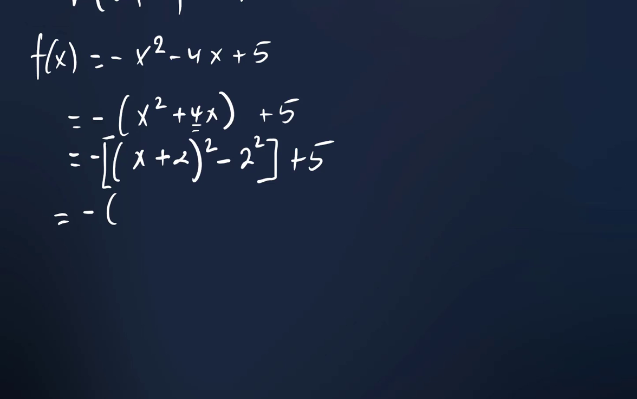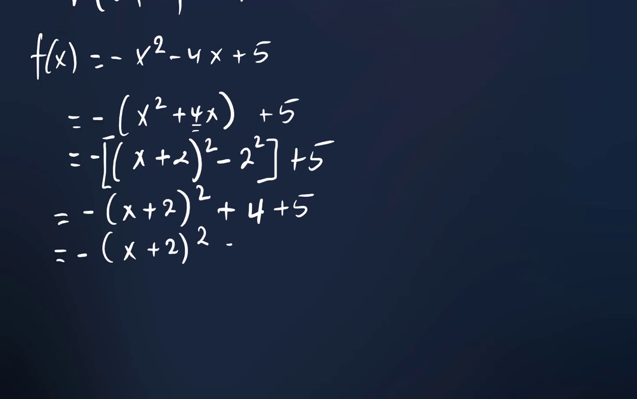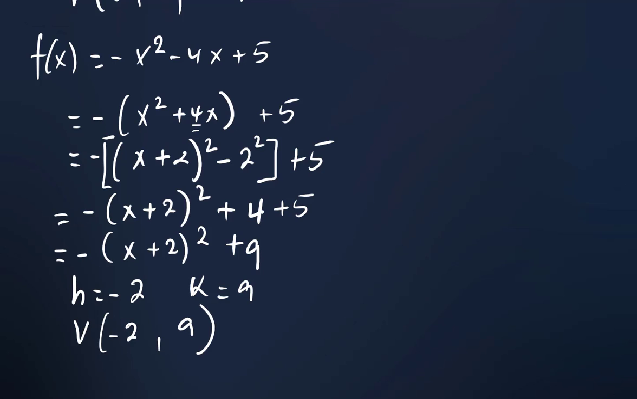Now we can say it's minus x plus 2 squared, minus jumps in here, becomes plus 4 plus 5. Okay, we get is equal to minus x plus 2 squared plus 9. So that means h is equal to negative 2, minus minus 2 here, and k is equal to 9. So the vertex is negative 2 and 9, and then the axis of symmetry is x is equal to negative 2. I hope you are getting this.